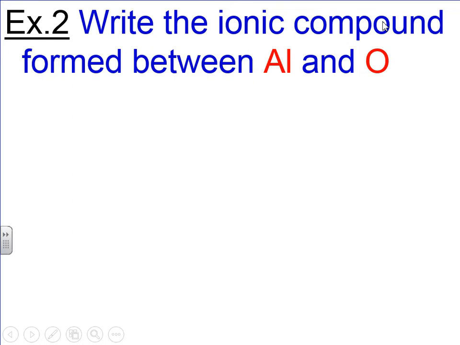Let's try another example. Write the ionic compound formed between aluminum and oxygen. Again, you'll have to consult the periodic table, and you'll see that oxygen has a -2 charge, aluminum will have a +3 charge. Once you figure that out, we'll have to do the same thing. Let's ask ourselves how many aluminums and how many oxygens must combine together to form a neutral compound.